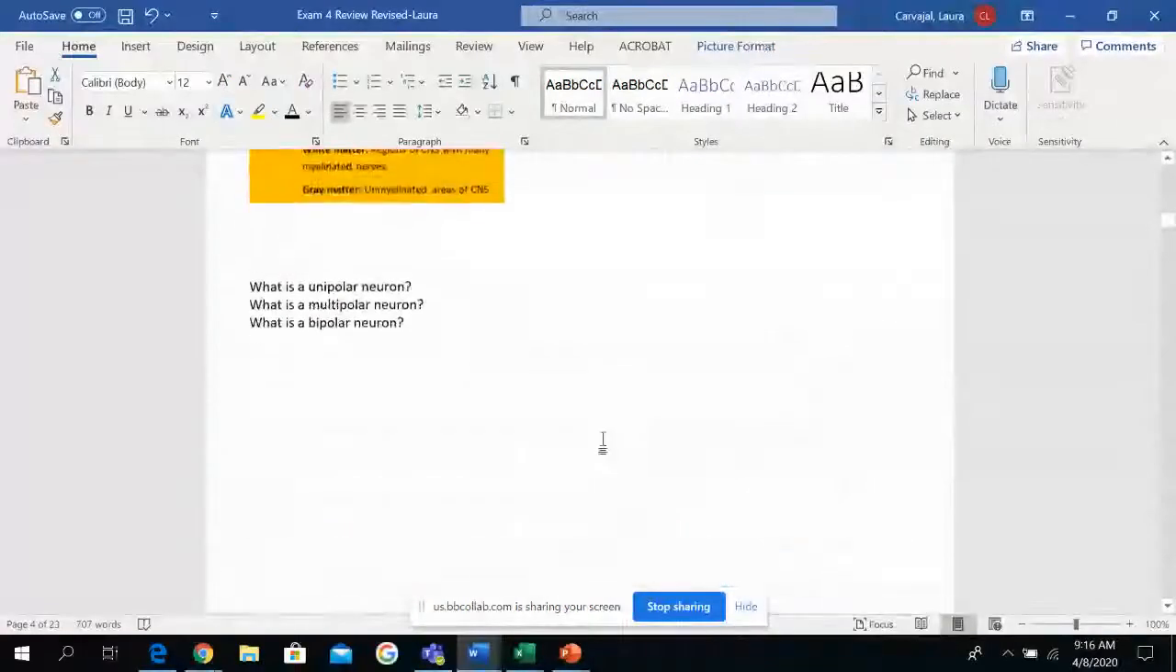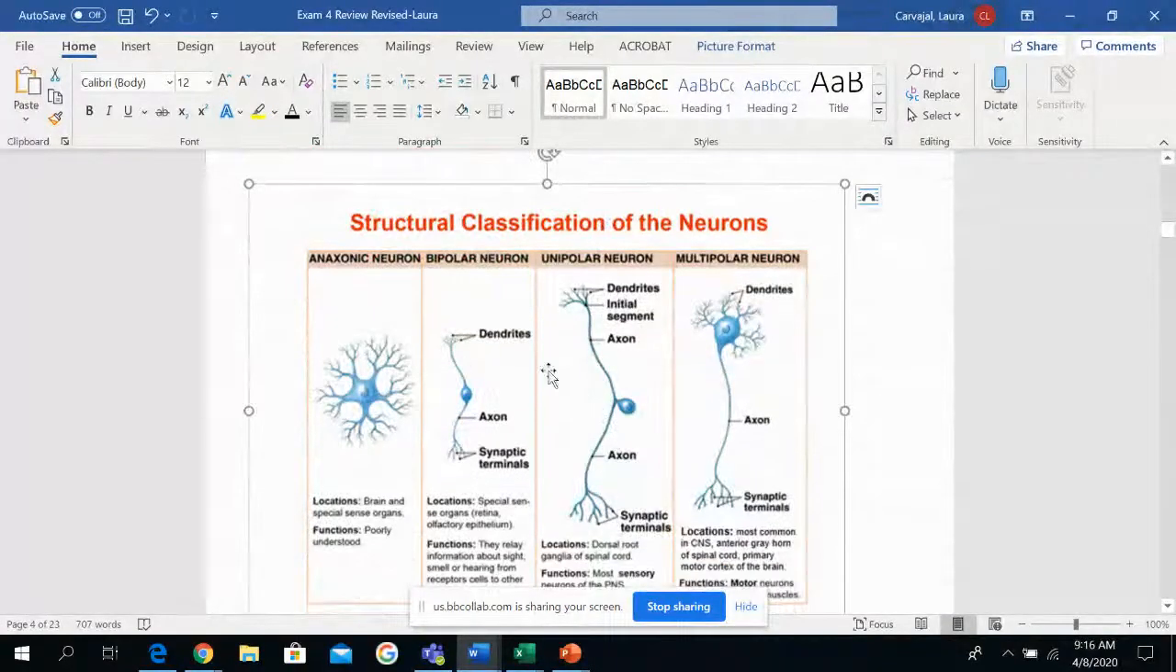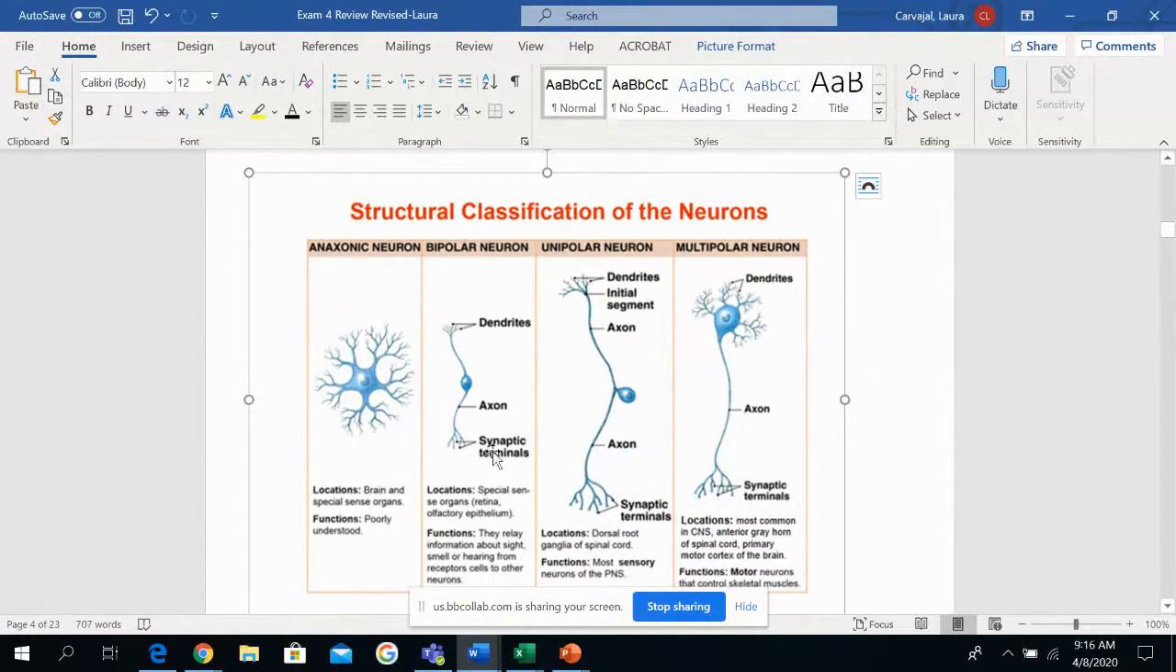of the brain. And ultimately, a bipolar neuron. So, bipolar. These guys are special because they're for your special senses. They're known to relay information about sight, smell, hearing, from receptor cells to other neurons. So these guys are usually found with special senses, so associate these guys with special senses. And bipolar basically means that it has two receiving ends, which is what we're seeing here. And again, it has a cell body, the axon, the synaptic terminals, and it's not as long as this guy. So that's pretty much it.